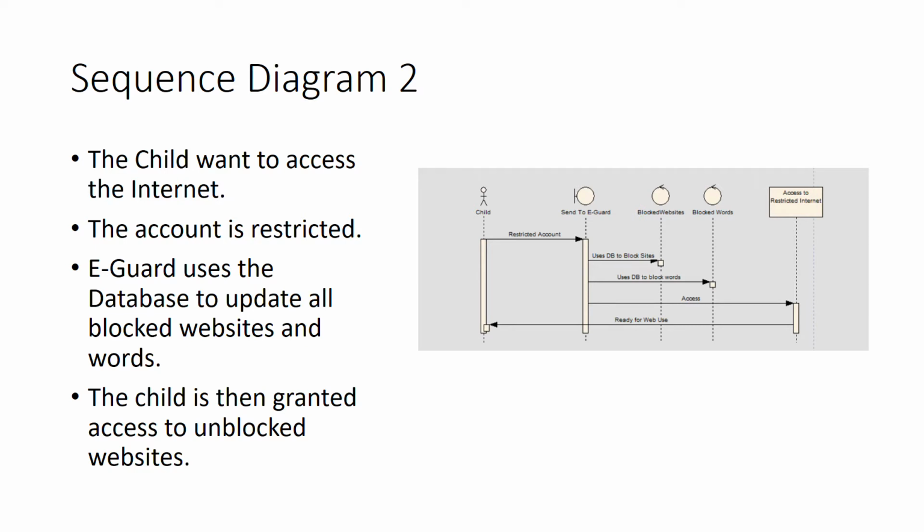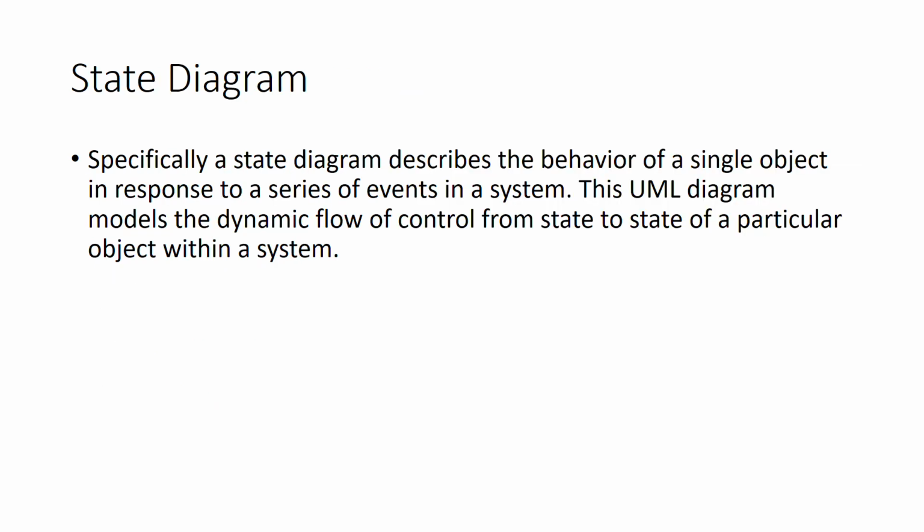Sequence 2. Child wants to access the internet. The account is restricted. eGuard uses the database to update all blocked websites and words, as well as the whitelist blacklist, and the child is then granted access to the unblocked websites.